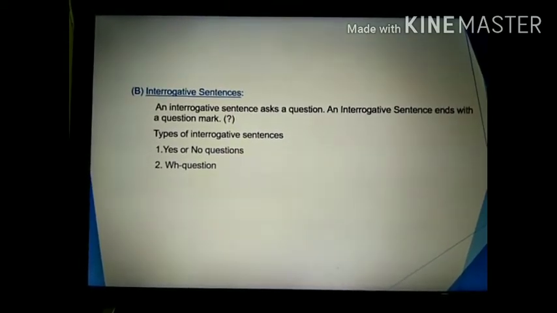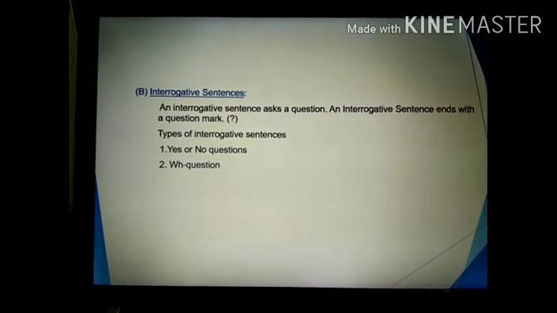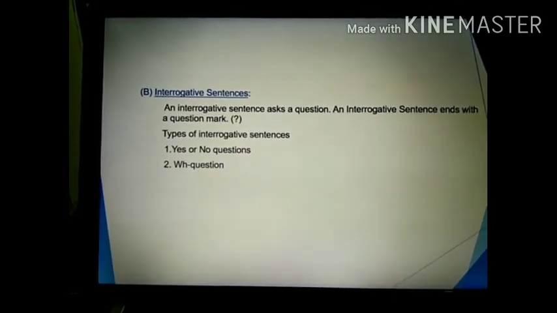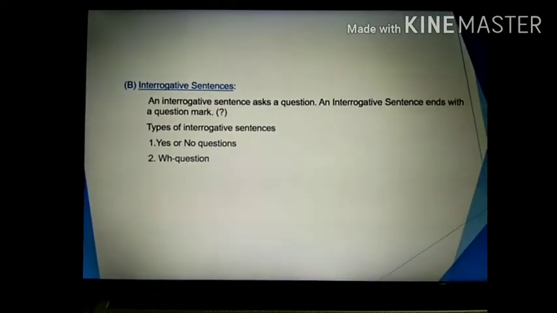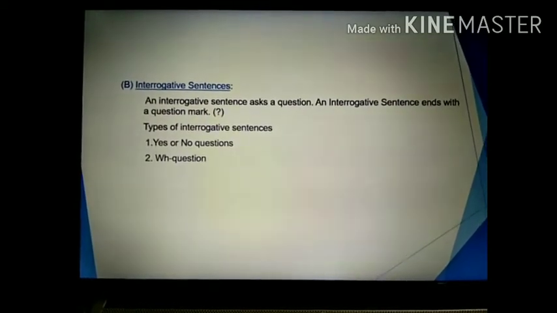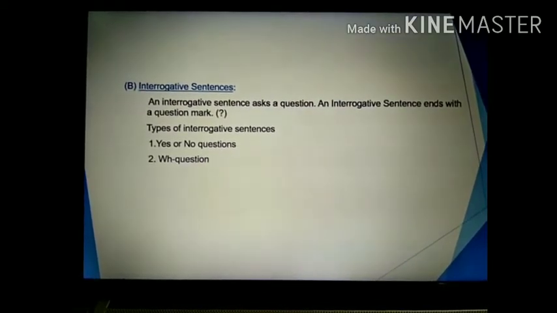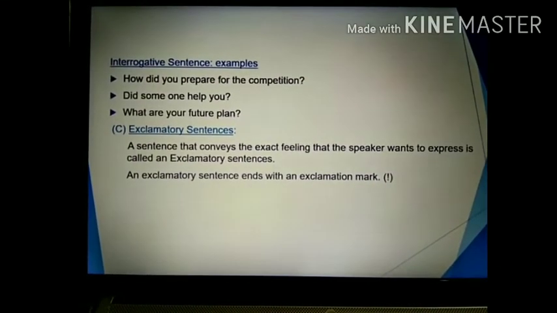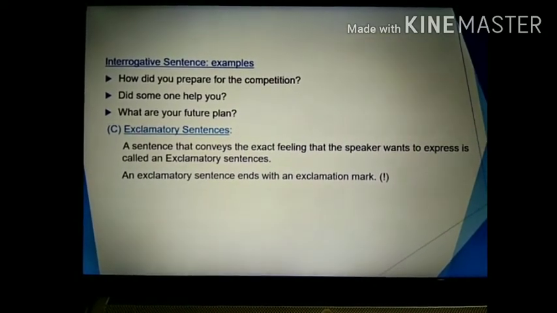An interrogative sentence can also be a yes or no question or a WH question. A yes or no question can be answered in yes or no. A WH question begins with a question word like when, who, why, what, etc. Now let us understand this category with the help of examples. How did you prepare for the competition? Did someone help you? What are your future plans?